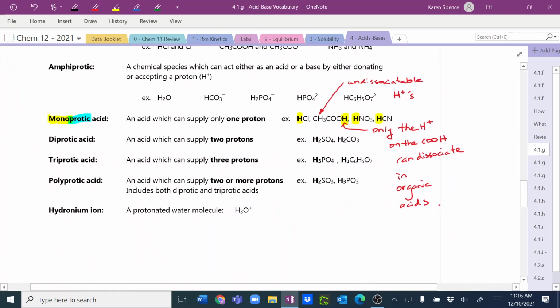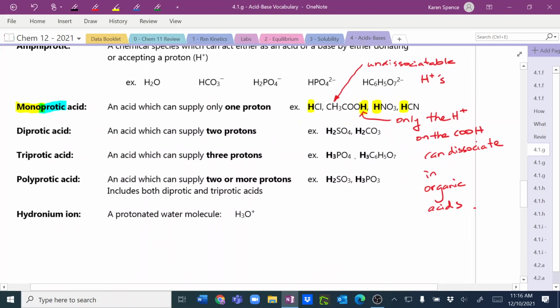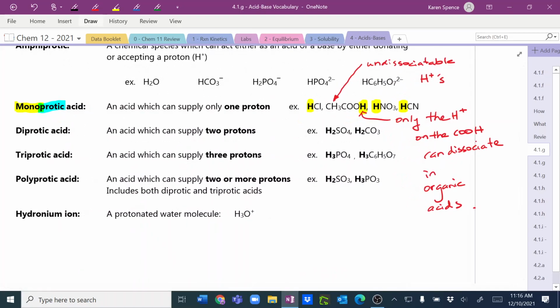You should also be aware of diprotic acids. How many hydrogens do they have? 2. Shocking, yes? And it's pretty straightforward, yes? And if we have something that is triprotic, how many does it have? 3 protons. There's not very many of those.